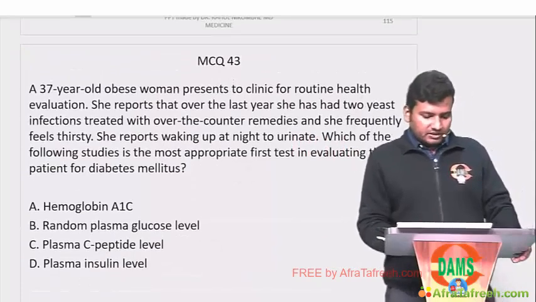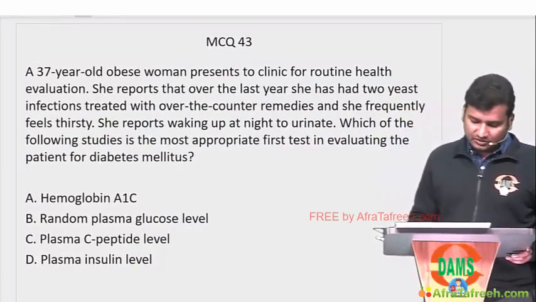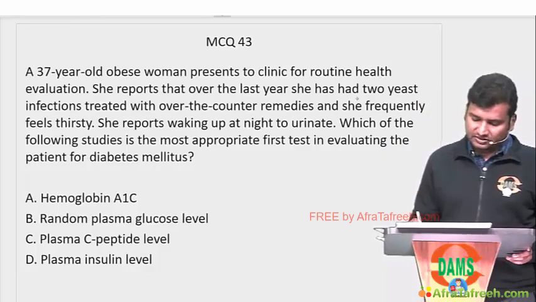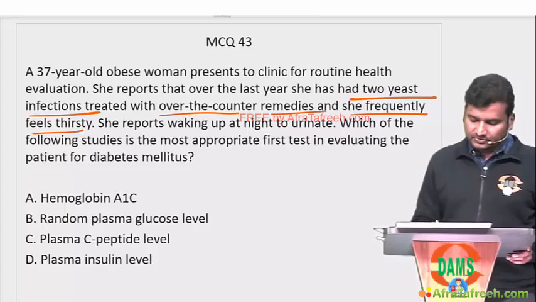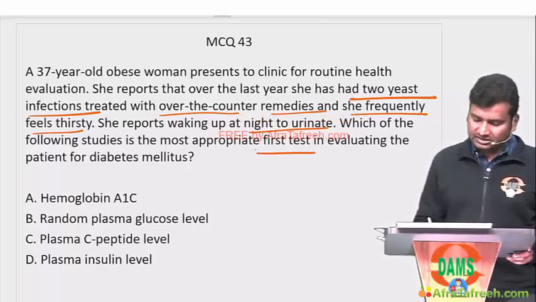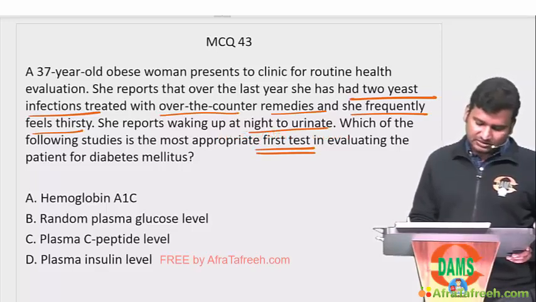A 37-year-old obese woman presents to clinic for routine health evaluation. She reports that over the last year she has had 2 yeast infections, that is fungal infections, treated with over-the-counter remedies. She frequently feels thirsty. She reports waking up at night to urinate. Which of the following studies is the most appropriate first test in evaluating the patient for diabetes mellitus? HbA1c, random plasma glucose, plasma C-peptide, and plasma insulin level.